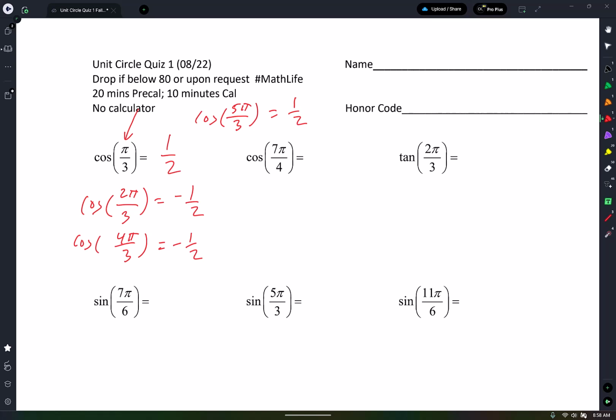Okay, so all you got to know is the first quadrant, and then from there, just use logic. See? So cosine 7 pi over 4. Okay, 7 pi over 4. What quadrant is that?